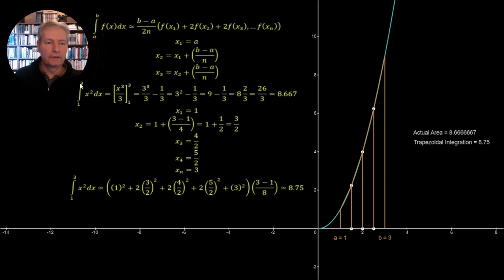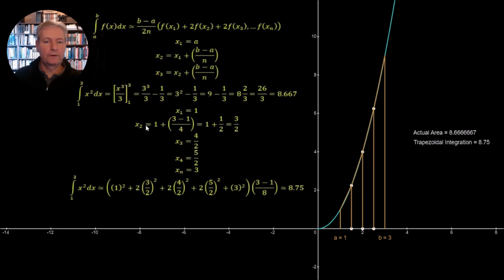Now, if we were to use the example that we used in the previous video, again, the integral from 1 to 3 of x squared, using a symbolic integration here, we would get the value of 8.667.